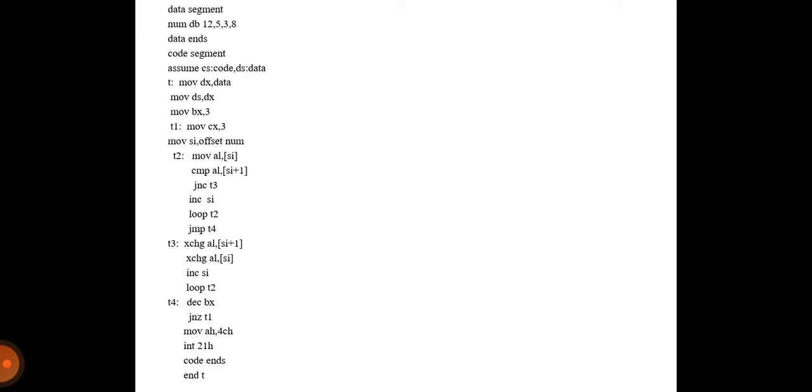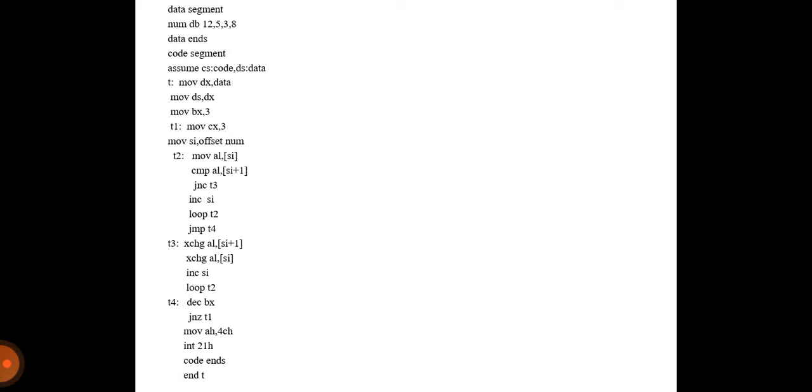We have used the exchange instruction, XCHG, so that in the first exchange SI plus 1 will store the value of AL. Actually AL is containing the value of SI, so SI plus 1 is having the value of SI. And in the second XCHG AL comma SI, in the previous exchange AL is having the SI plus 1 content, so after the second exchange SI will have the SI plus 1 content. So exchange of SI and SI plus 1 will happen by using two exchange instructions.